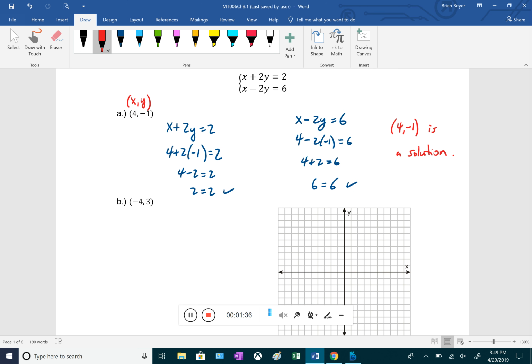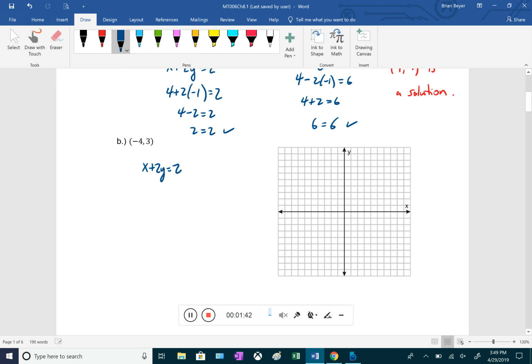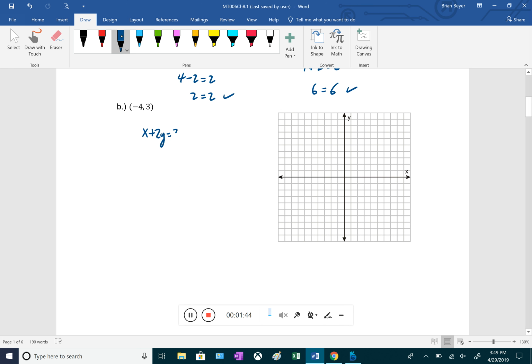Let's try the other one, -4 comma 3. We're going to plug it into x plus 2y equals 2. Plugging in -4 for x and 3 for y, we want to see if this works. So we get -4 plus 6 equals 2. This one does work, so 2 equals 2.